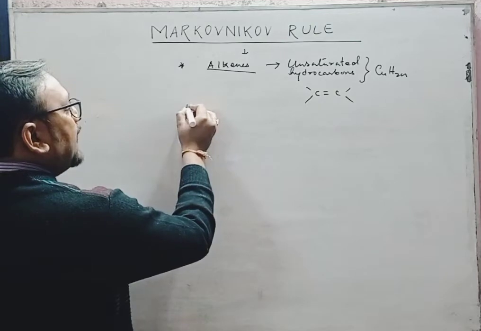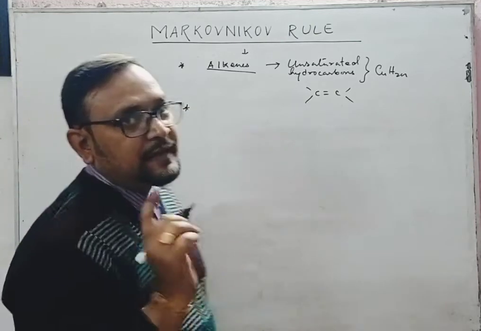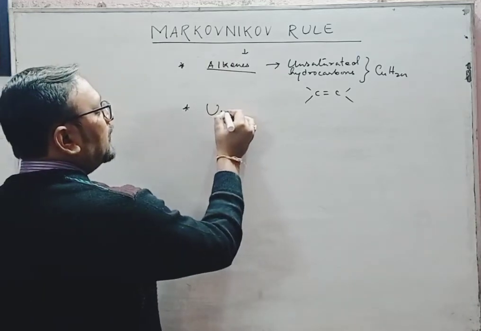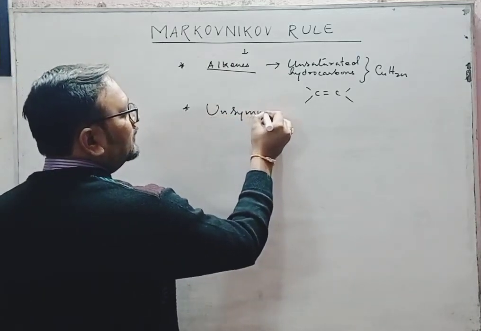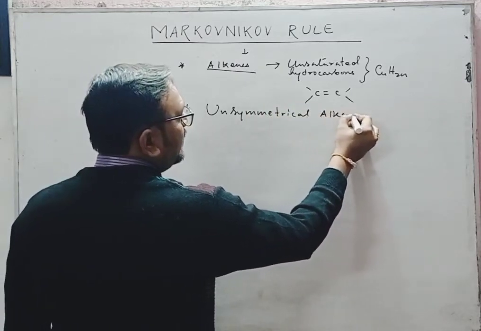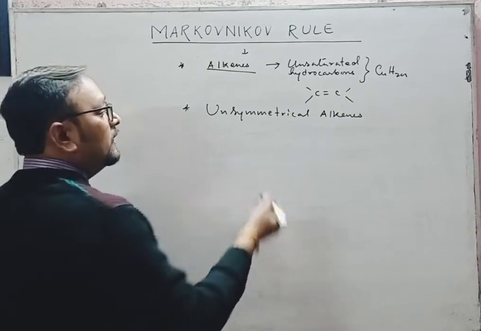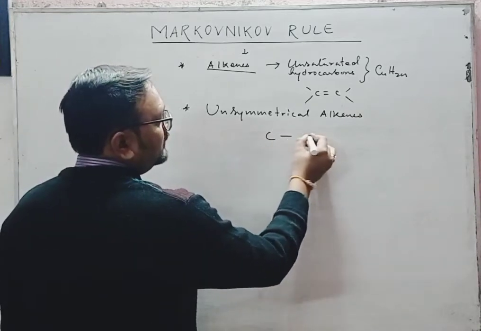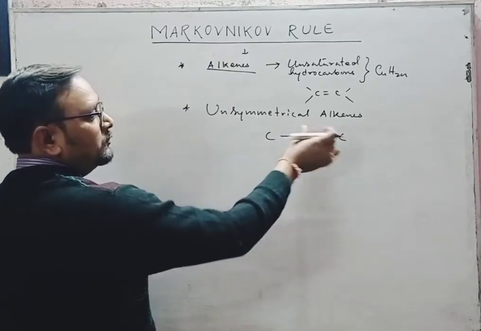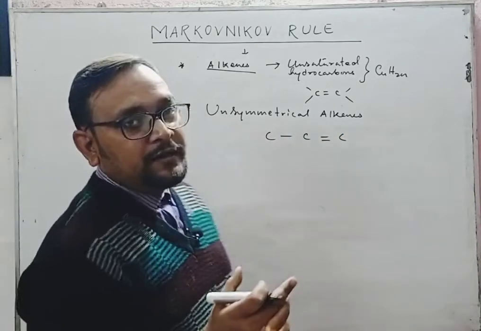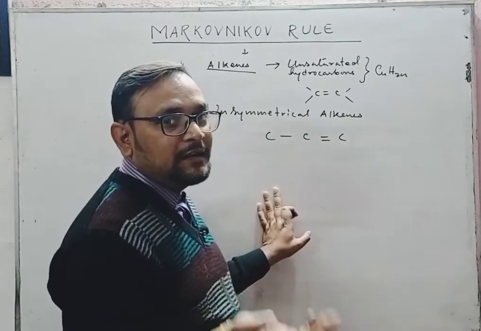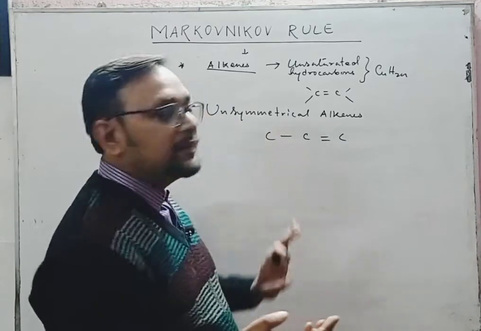Now, what type of alkene do we apply this rule to? That is the second point. This rule is applicable only for unsymmetrical alkenes. Where the double bond is there, an odd type of alkene, where the number of carbons is odd in number. So that is an unsymmetrical alkene.